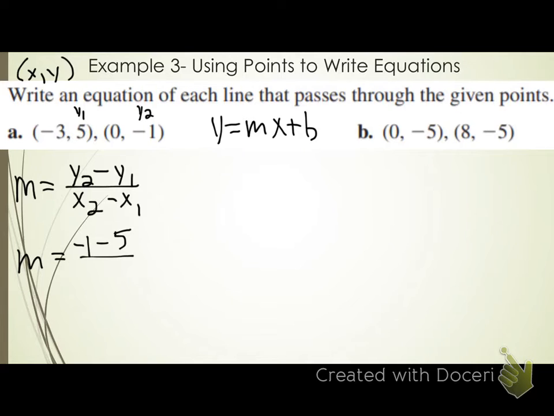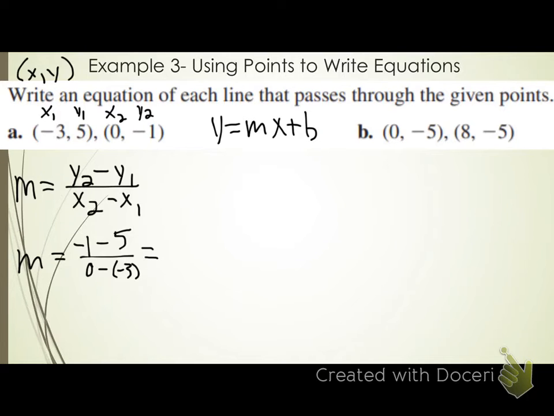Okay, what's my second x value? X2, 0. Bring your minus sign over from the formula. And what's my first x value? -3. Any confusion with how I plugged into my slope formula?